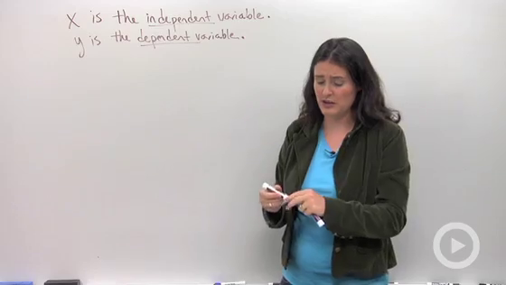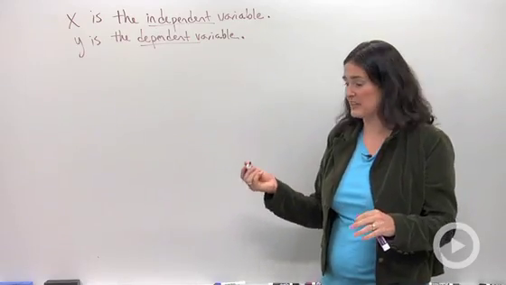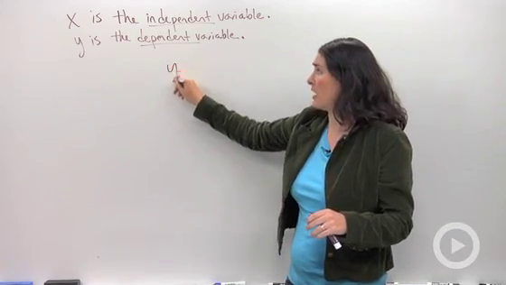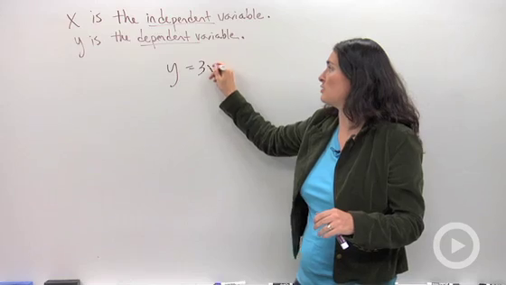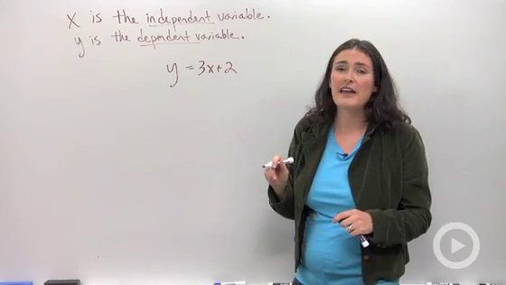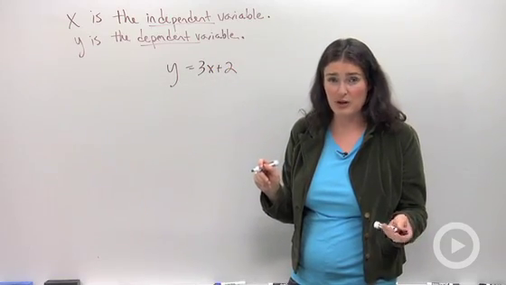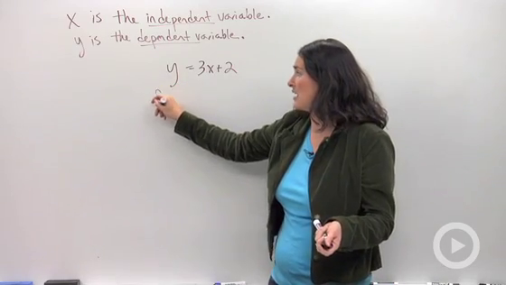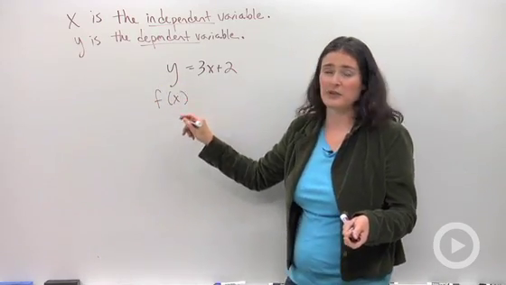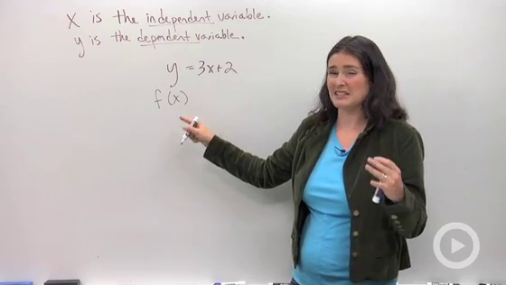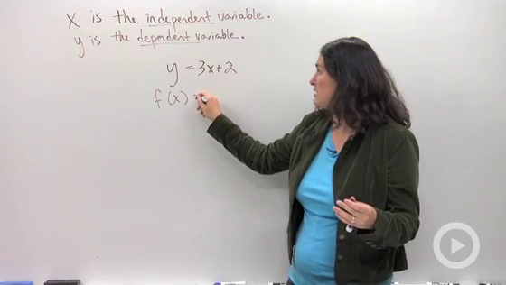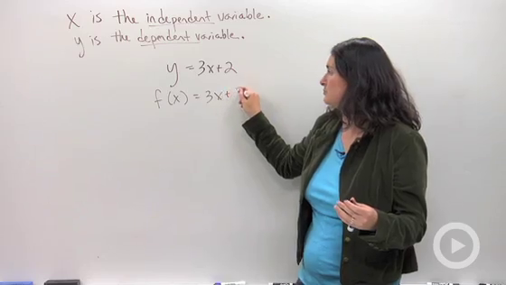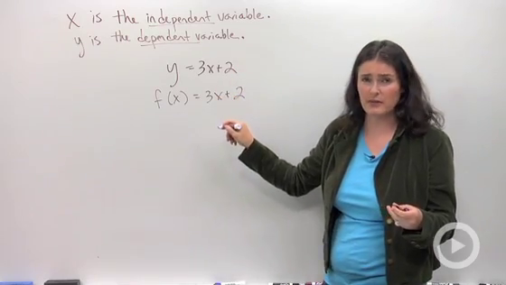So one way that this is written is kind of different from what you've seen before. What you've seen before is probably something like this: y equals 3x plus 2. A new way to write that is using what's called function notation. Instead of y, I'm going to say f of x. What that means is the function that's using x is equal to 3x plus 2. It's the same thing written in two different ways.